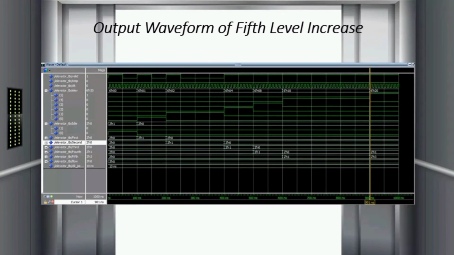In slide 14, it shows the output waveform of the simulation of floor level 5 increase of an elevator. The fifth floor is represented by elevator 6, wherein it is on high state and the other signals are on low or off state.